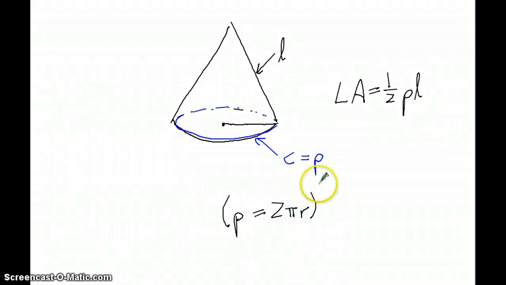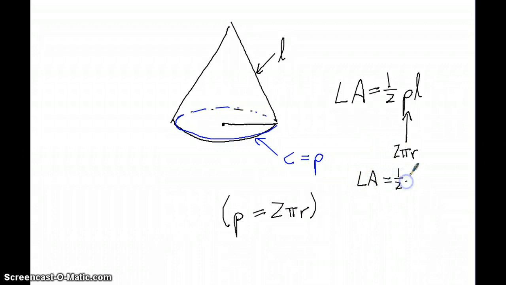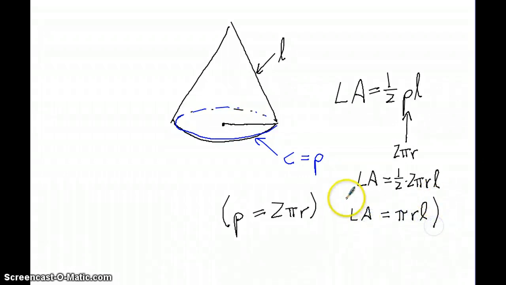Some books actually say that since P is 2 pi r, if you substitute that in and you just knew the radius, you could go straight to saying this. LA equals half times 2 pi RL, but you know what? The half and the 2, that's just 1. This is always going to be pi RL. Isn't that cute? This is sort of an alternate formula.